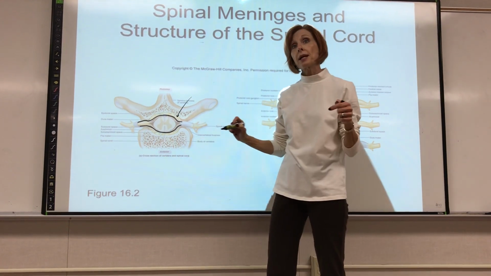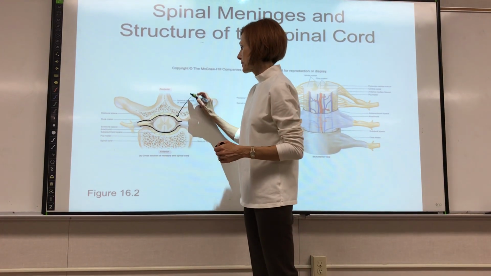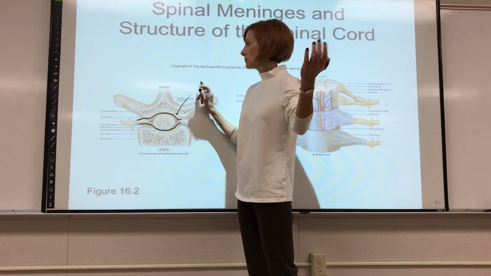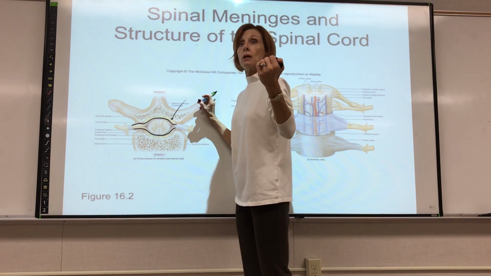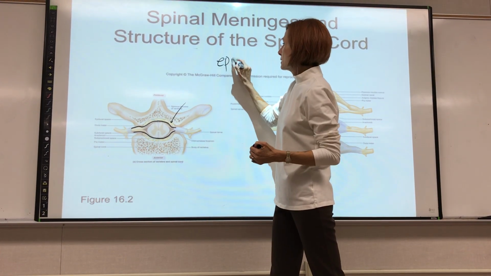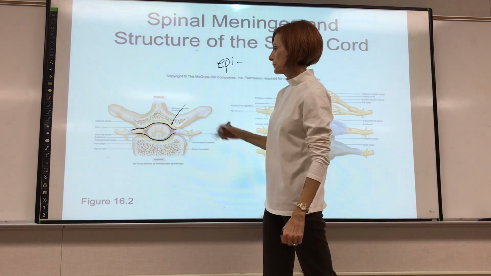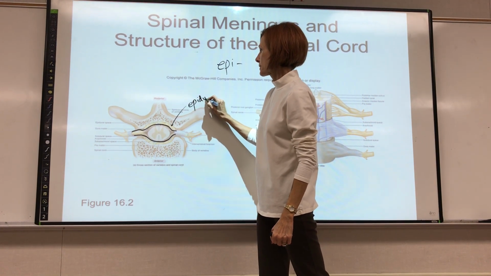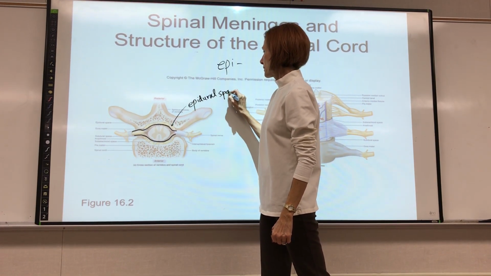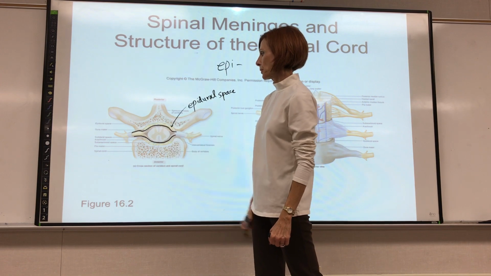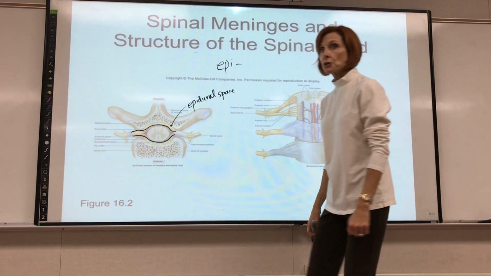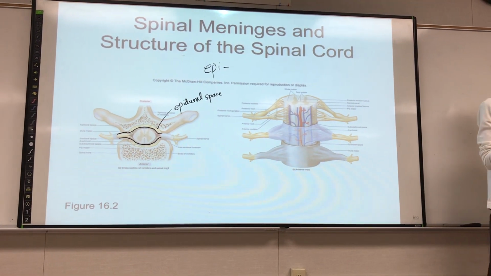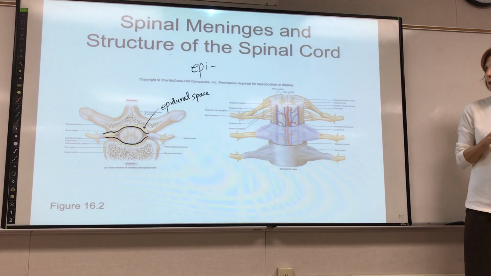Remember that around the brain, this was a potential space, and this space is called what? Epi means outside of or on top of, right? So this is the epidural space. And so that looks a little different than around the brain. Otherwise, the meninges are all the same as around the brain. Okay?